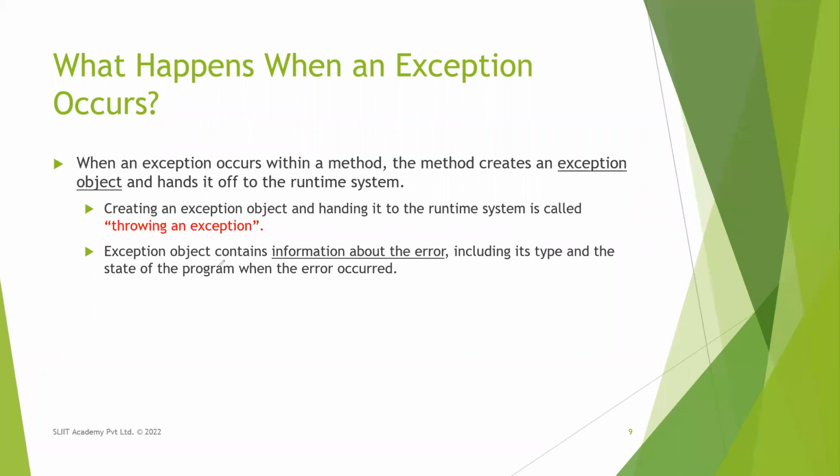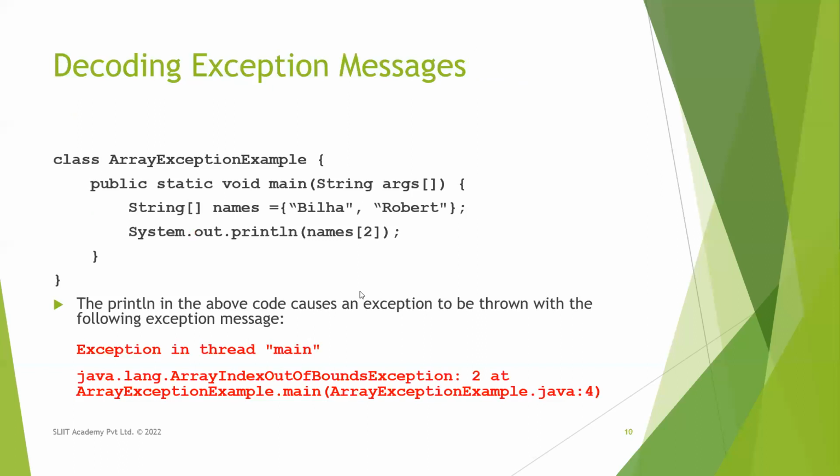This exception object that is created contains some information about the error, like whether it is an arithmetic error, a SQL error, or a runtime error. It includes the type and what will happen to the program when it occurs. It keeps some details about that, and that is what we need to see in a message. Let's try to decode an error message.